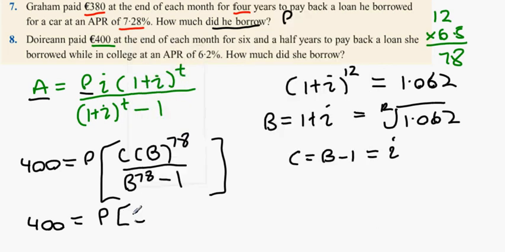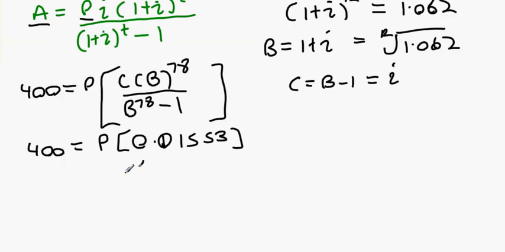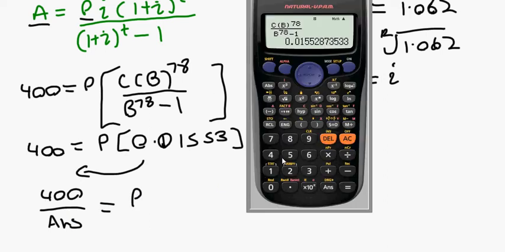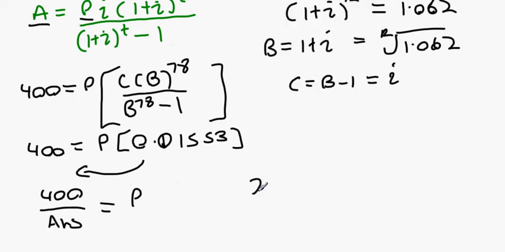So P times 0.01553. We're going to divide that by 0.01553 over to the other side. So it's going to be 400 divided by our answer, which gives us P. So 400 divided by answer equals 25,758.70.